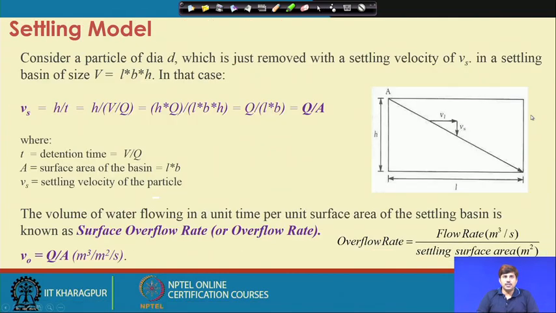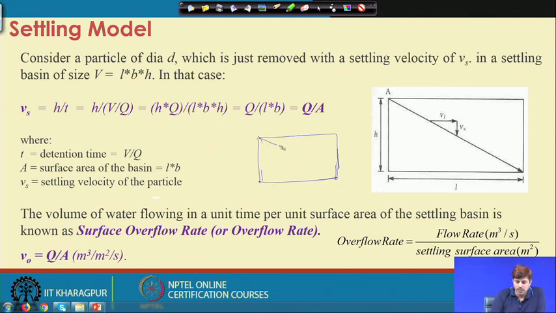Now, if we see the theory of settling, or how particles settle, the model of settling. Let us consider we have a particle of diameter d which is just removed with a settling velocity of Vs. Just removed means, as we discussed earlier, that a particle in a settling basin is considered to be removed when it hits the bottom part of the tank, anywhere in the sludge zone. If it is hitting here, here, or here, we will consider that as removed, but if it hits here, we will not consider that as removed, we will consider that particle as not removed.